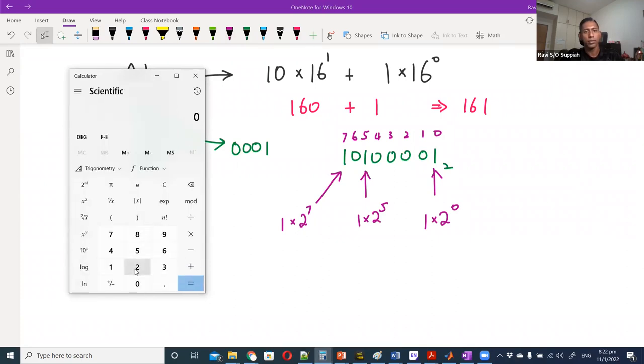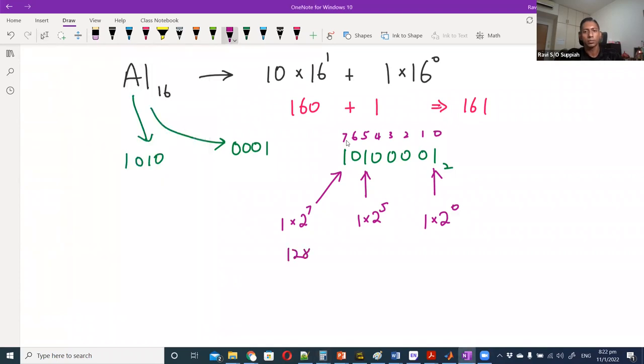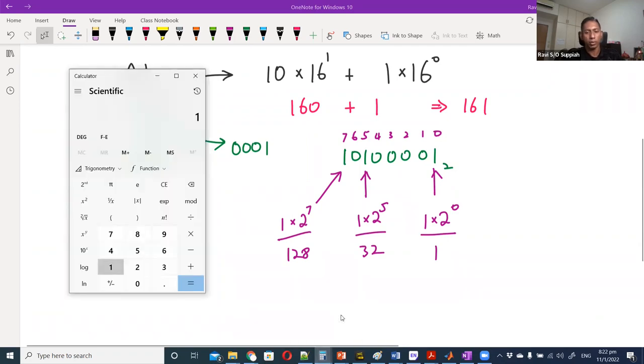Okay, so you can see 2 to the power 7 is 128. Okay, this is 128. 2 to the power of 5 is 32. 2 to the power of 0 is 1. 1 times 1 is 1. Okay, and then if I put everything together, 128 plus 32 plus 1, I get 161.